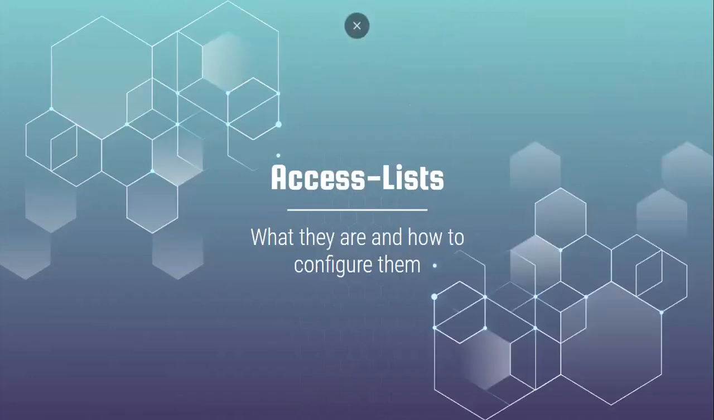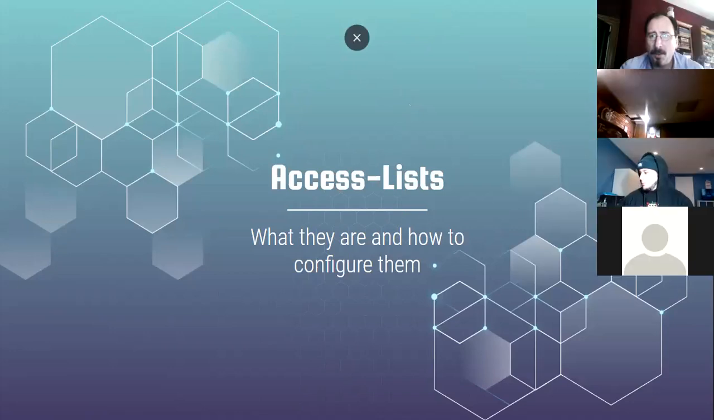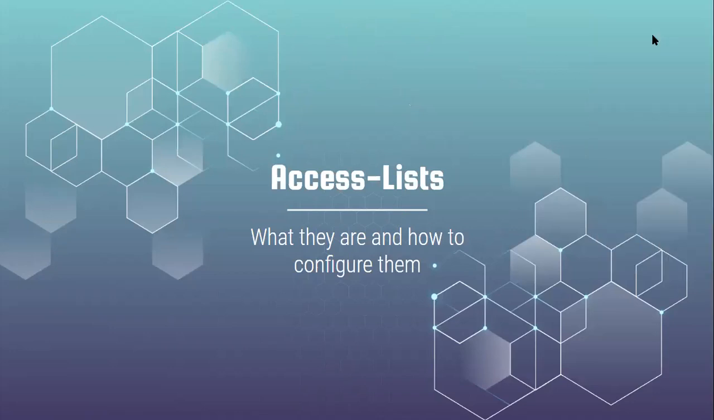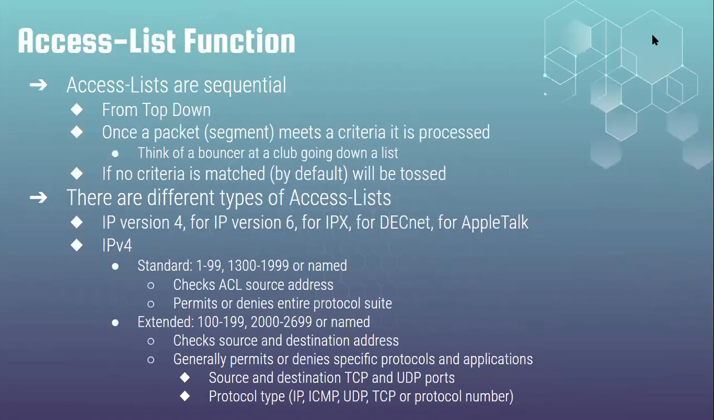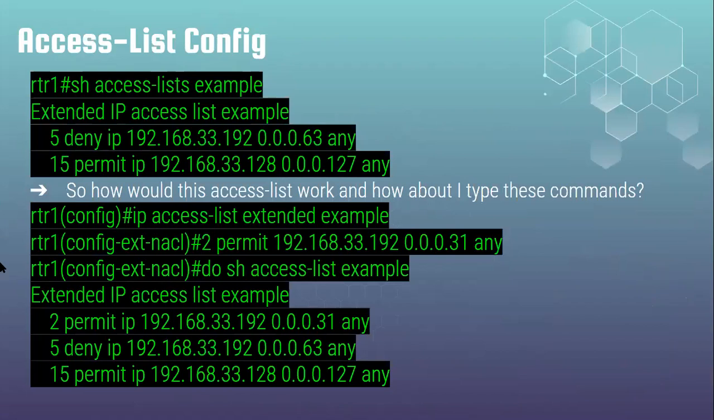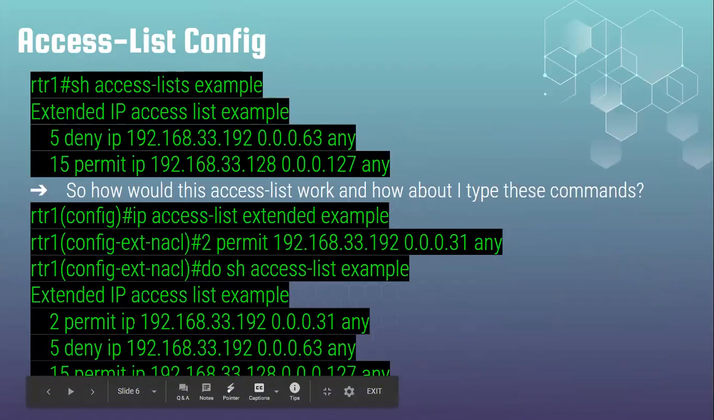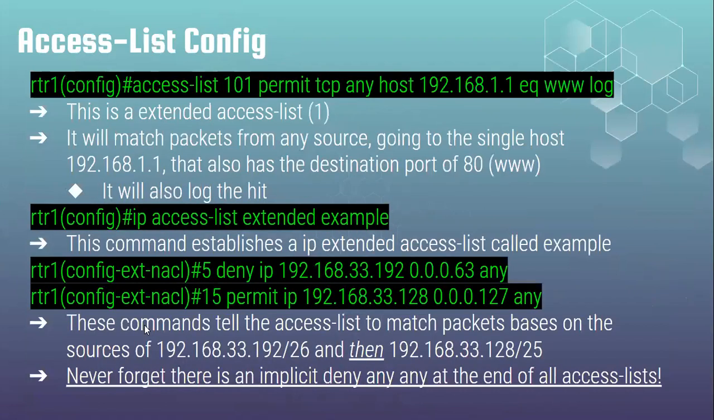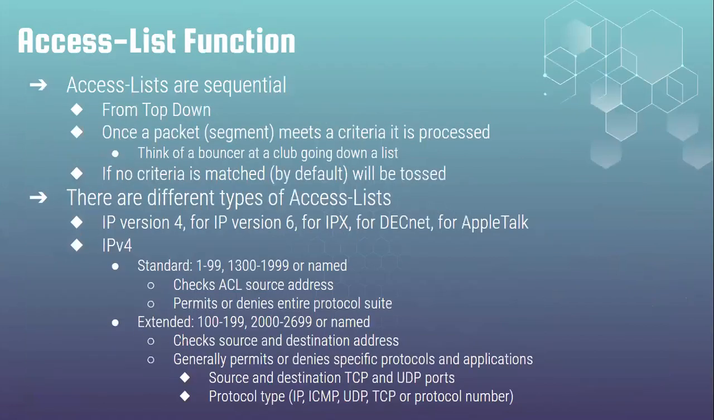So let's talk about access lists right now, and then we'll take it from there. Access lists: what are they and how to configure them? All right. The first thing that you need to understand about access lists is they are top down. When I show you an access list, like for example this one right here, an extended IP access list, it's almost like a checklist, right? Every packet or segment, depending on whether you're doing layer 4 matching or layer 3 matching, is going to get lined up with this list.